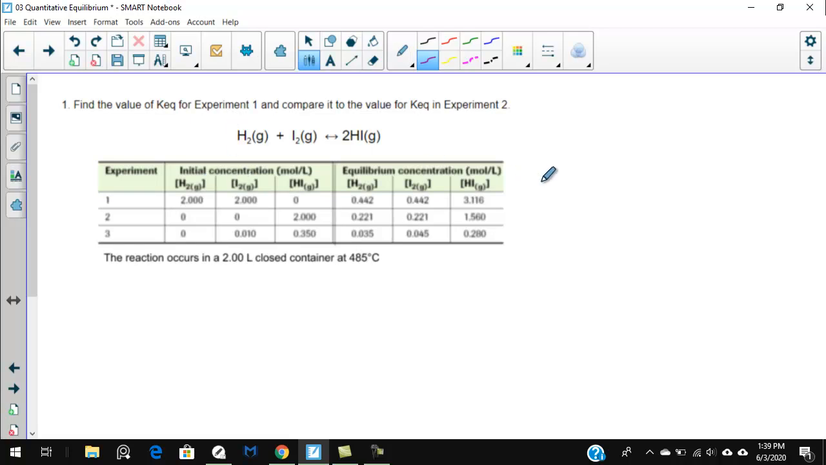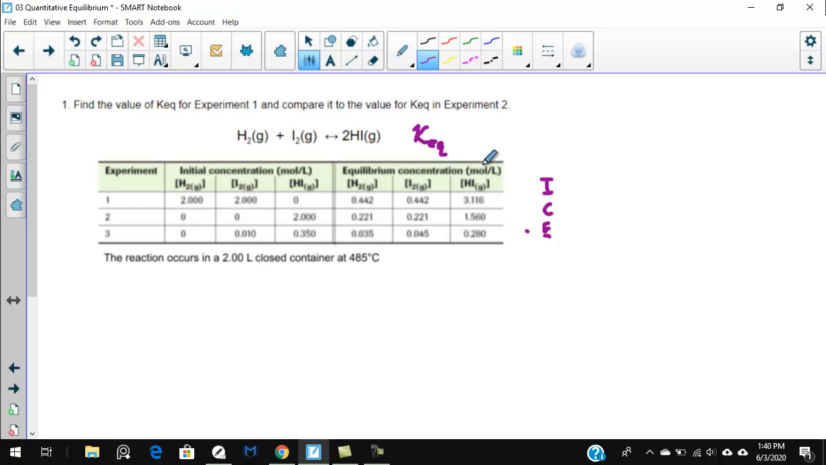So again, we could have an ICE table figured out for this. Not that I think we need one for this particular one, but we were given this kind of data. We've got the initial concentrations right here. And then on the other side, we have the equilibrium concentrations. We could figure out the changes if we needed to. But the question just asked us to calculate the value of KEQ. So all we really need are equilibrium concentrations, and we're already given those in this particular question. So there's really not much to figure out.